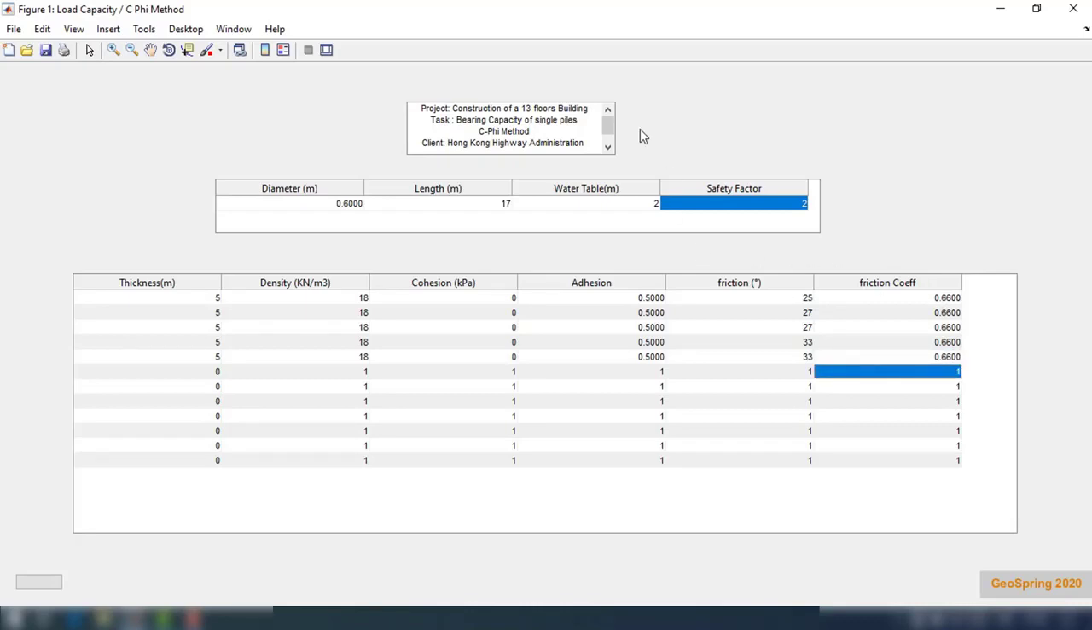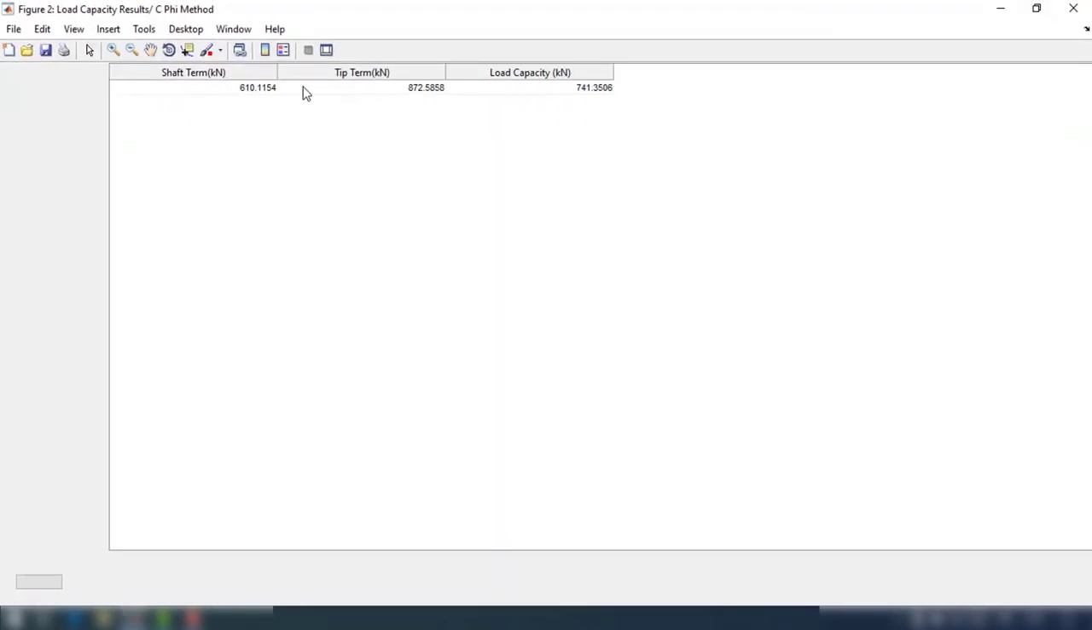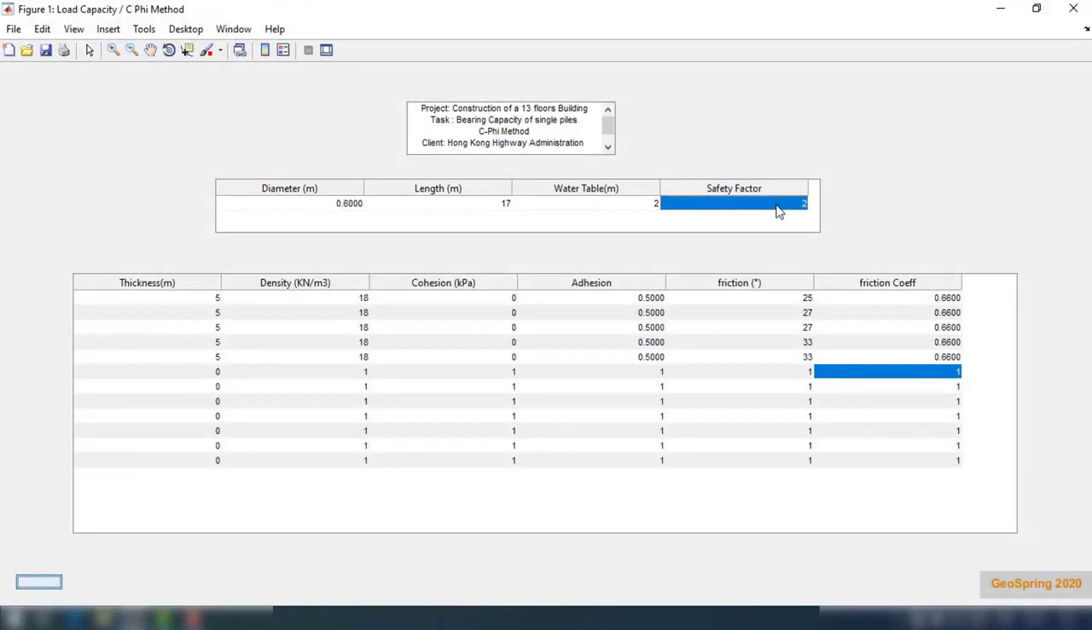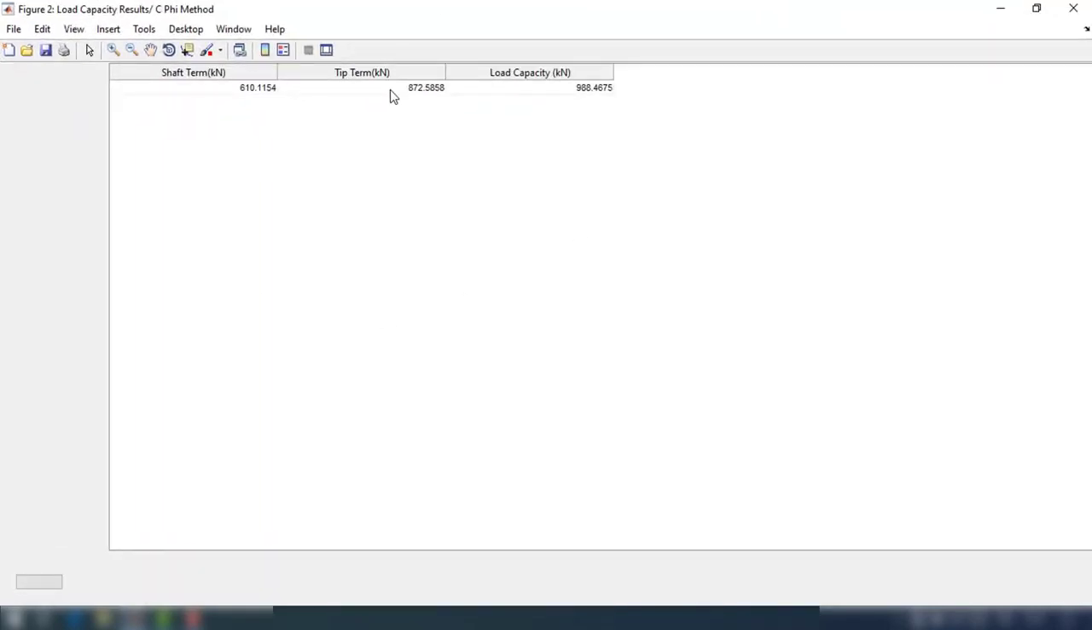After putting all this data, you push the button and you get the shaft term, the tip term, and the load capacity corresponding to the factor of safety that you put in. For example, if you put a safety factor of 1.5, it will just recombine and give you the new load capacity.